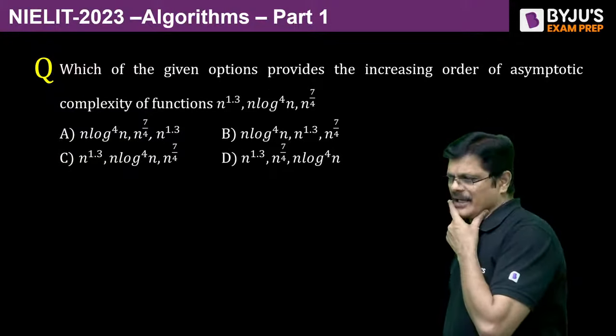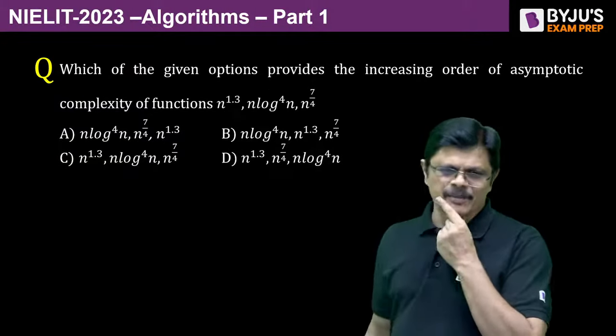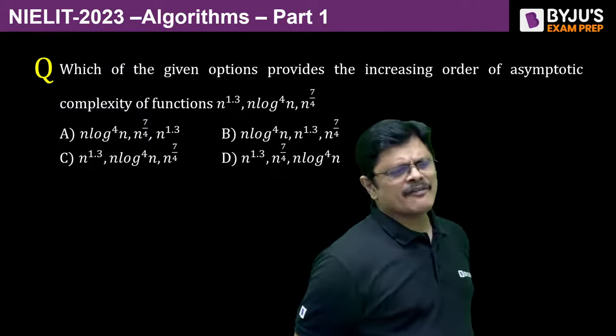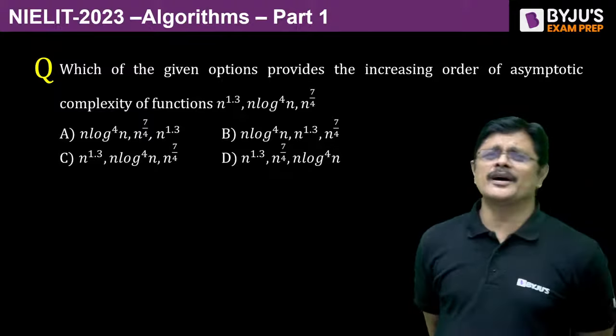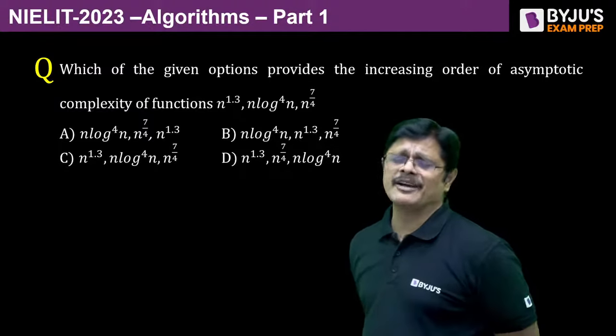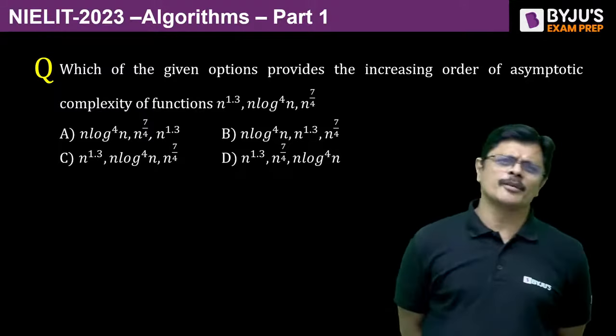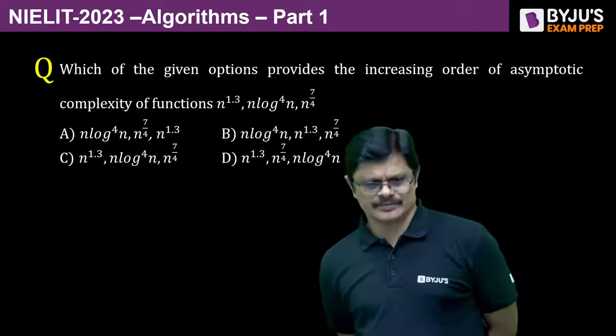Next problem on your screen. Stirling's formula you can use for deriving log n factorial is equal to theta n log n. You can use Stirling's formula also.